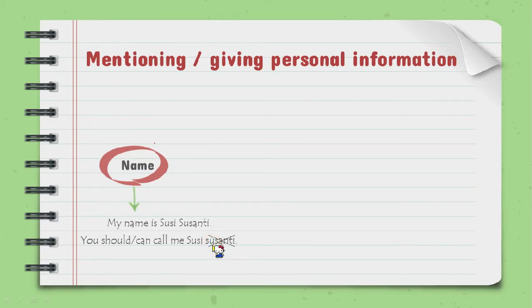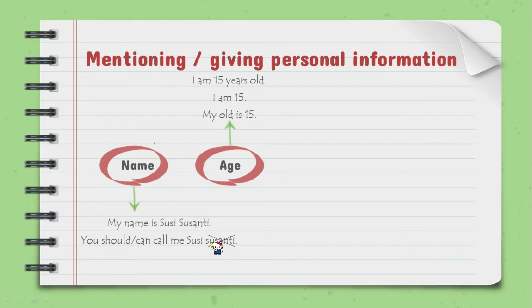Right then, the question about age. How old are you? How do we respond to this? You can say, I'm 15 years old. Or, I'm 15. My old is 15. Wow, is this correct? Of course not. Why is it incorrect? Because it's kind of Indonesian translation. Umurku 15 tahun. An Indonesian sentence which is translated into English like the Indonesian version.